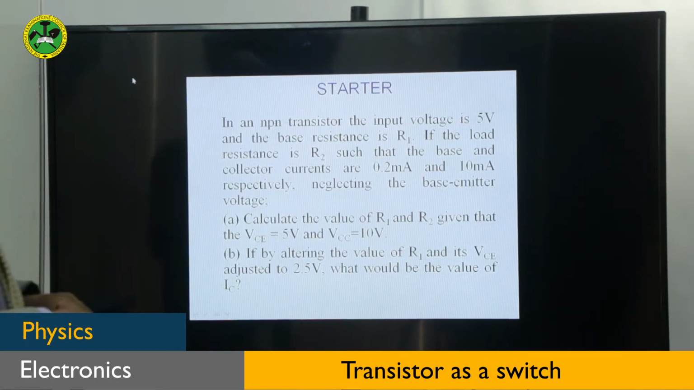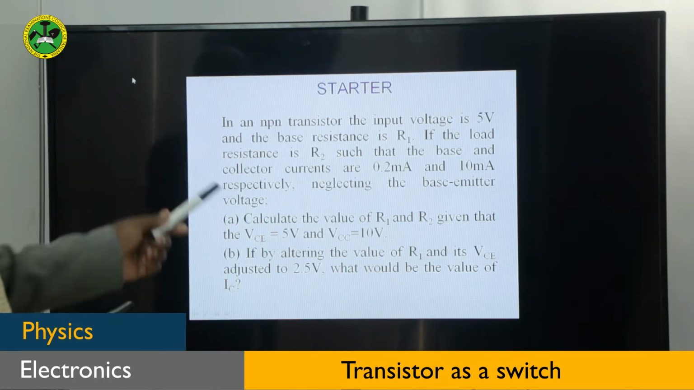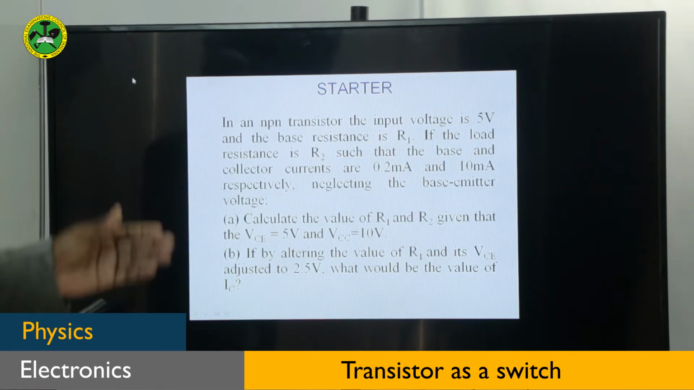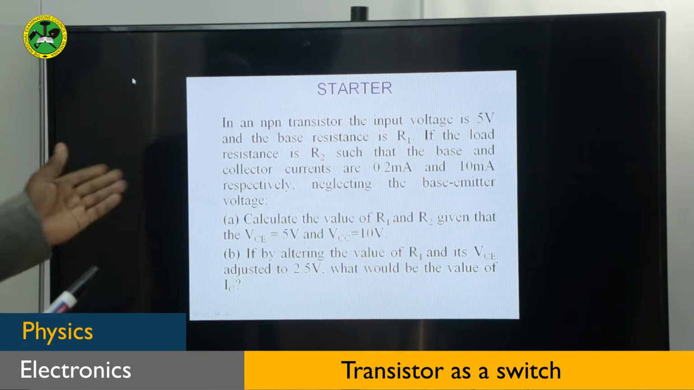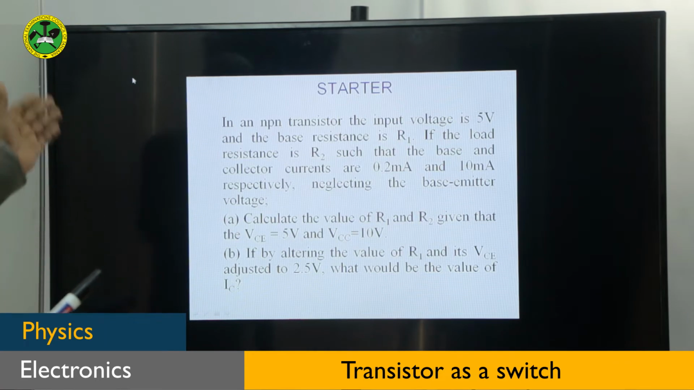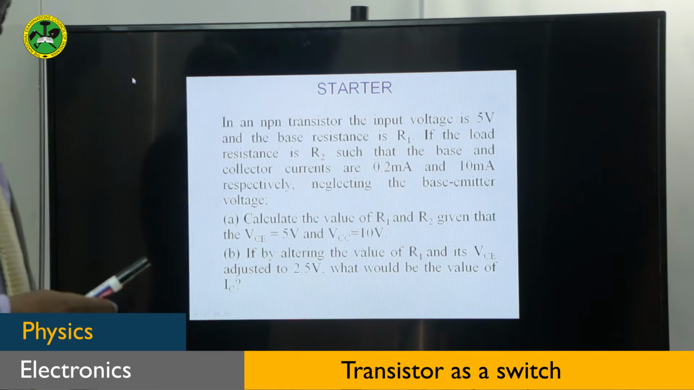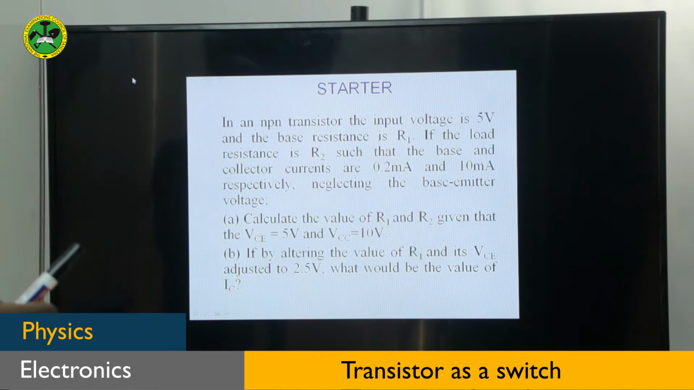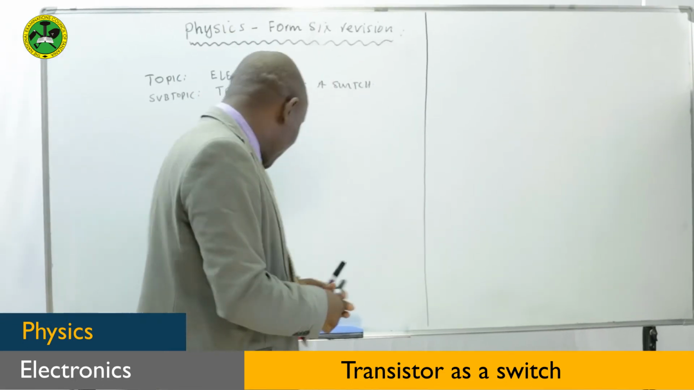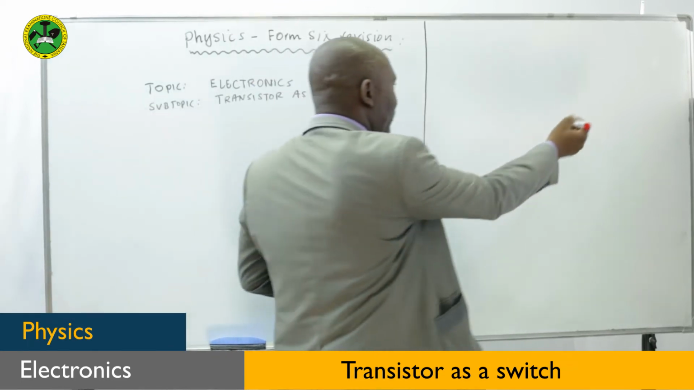Part A, calculate the value of R1 and R2, given that the voltage across the collector emitter is 5 volts and the collector supply voltage is 10 volts. Part B, if we change the value of R1 and its value is adjusted to 2.5, what will be the value of IC? Step number 1, you are supposed to draw the diagram representing the information. So let's start drawing the circuit diagram.